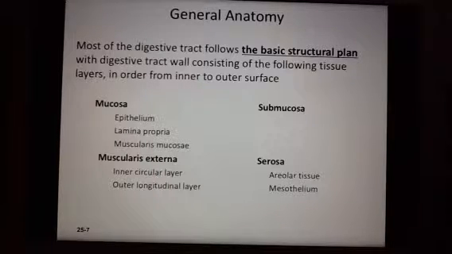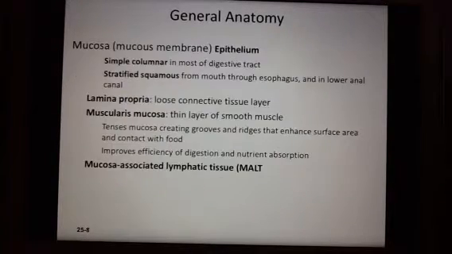So most of the digestive tract follows a kind of basic structural plan, and so this is looking at the canal and the tissue layers going from in to out. The inner surface is mucosa. It has the epithelial layer, and then the lamina propria, and then finally the muscularis mucosae. And then out from that is the submucosa, and then we go to the muscularis externa, and then finally the serosa. Now you won't see all 4 of these layers at all parts of the digestive tract, but we'll talk about where we see each one.